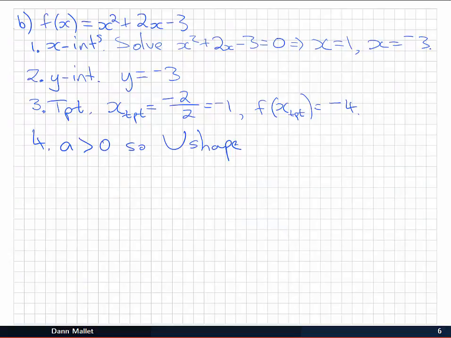In B, we have f of x equal to x squared plus 2x minus 3. First of all, we look for the x-intercepts by solving x squared plus 2x minus 3 equal to 0. You can factor this one and you'll find that x is equal to 1 and x is equal to minus 3. For the y-intercept, we pull off the constant, y equal to minus 3. The turning point, x value is given by minus b over 2a, which gives us minus 1. Evaluating the function at minus 1 says that the function value corresponding to the turning point is going to be minus 4. And finally, a is positive, it's a 1, so we're going to have the open upwards U shape.